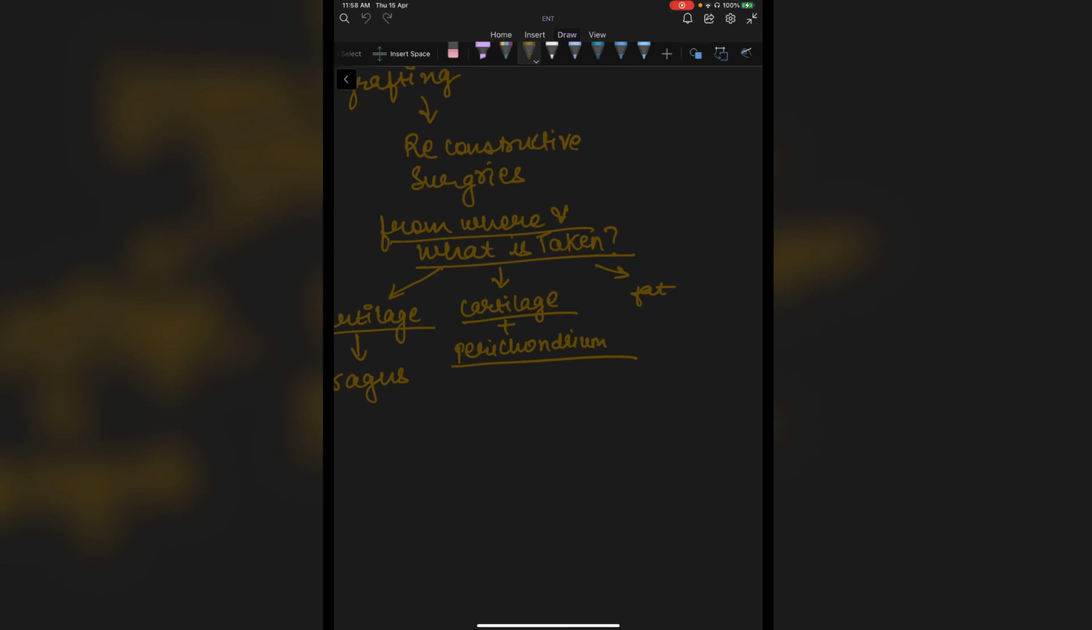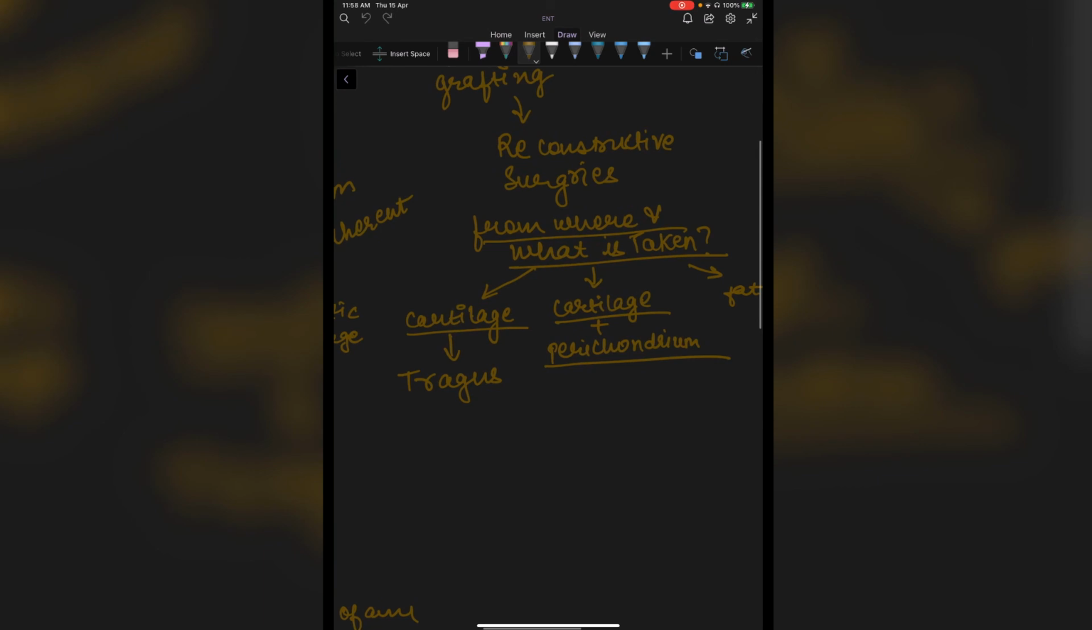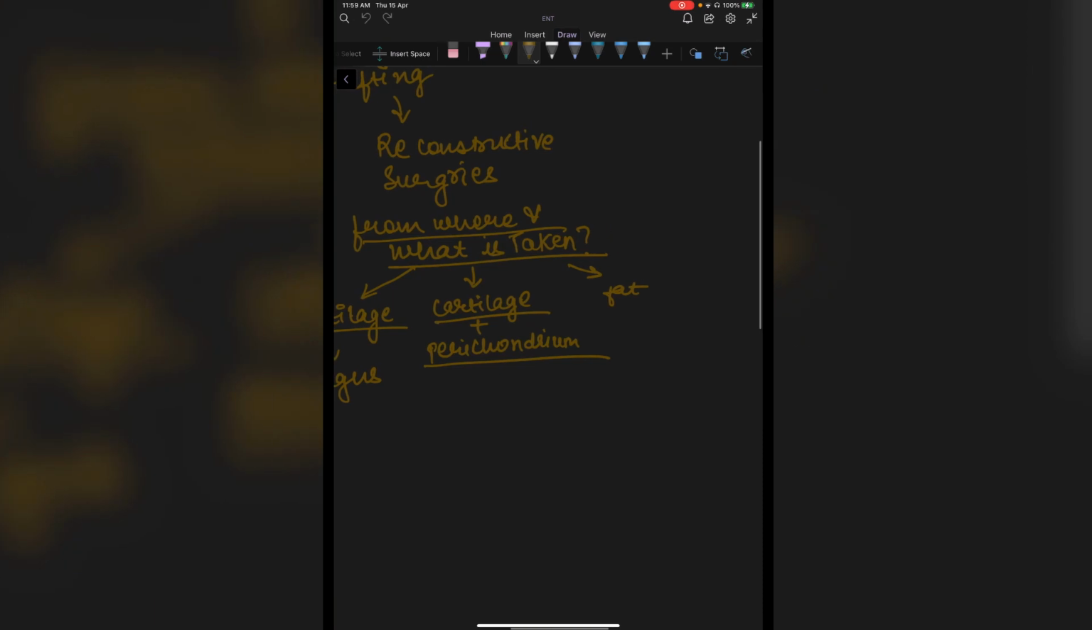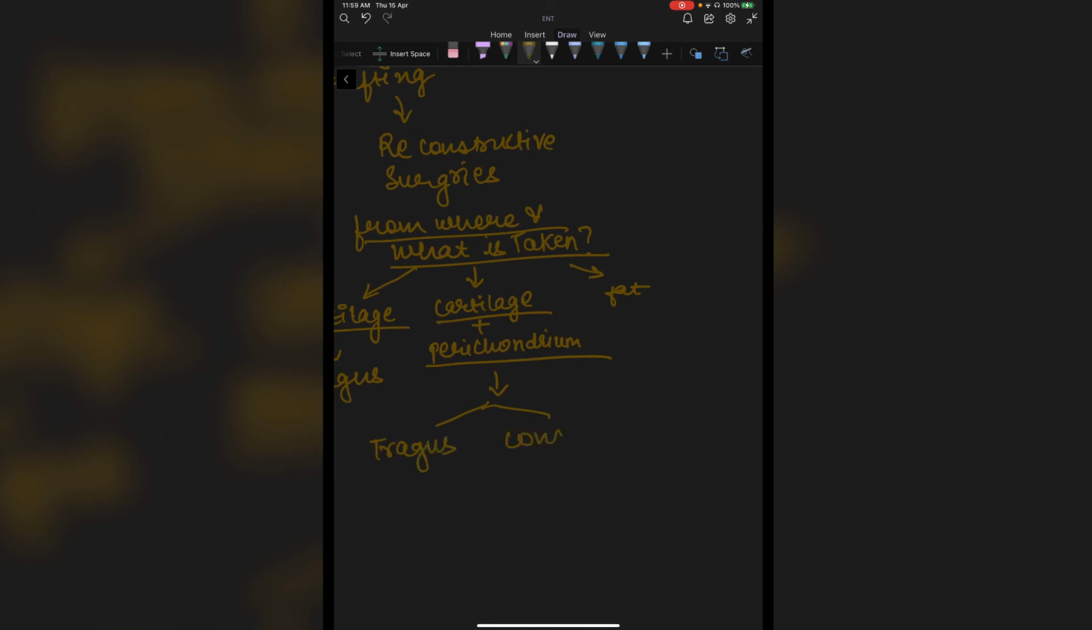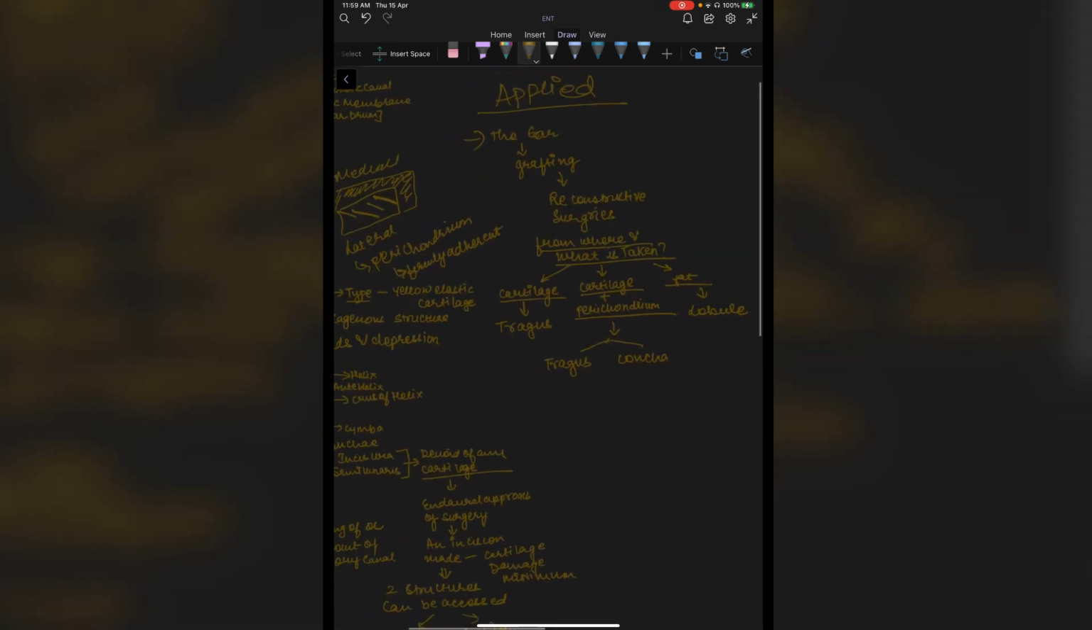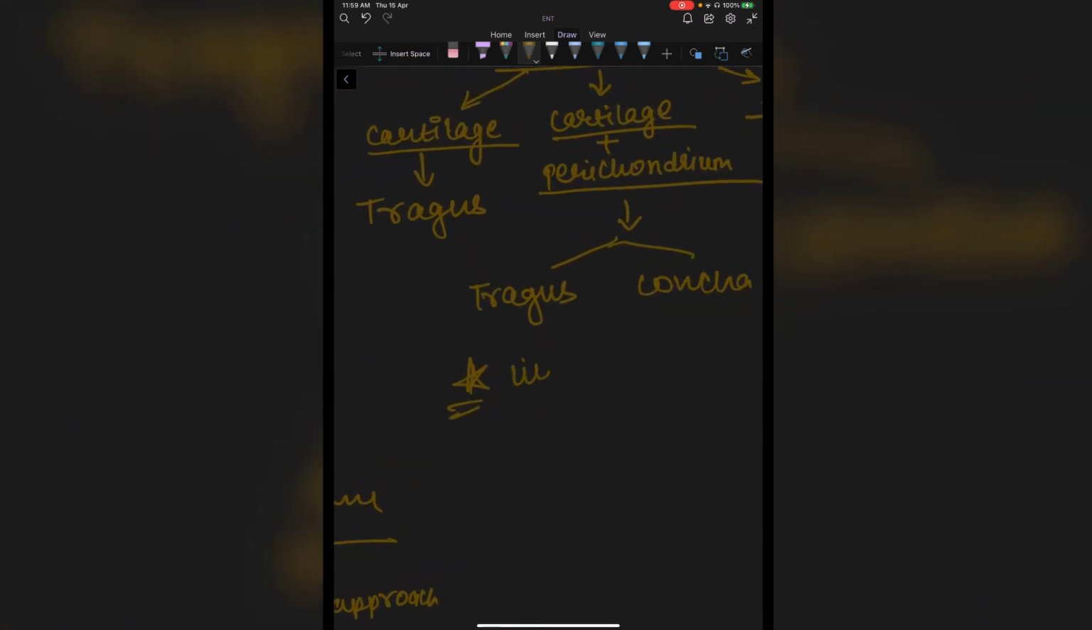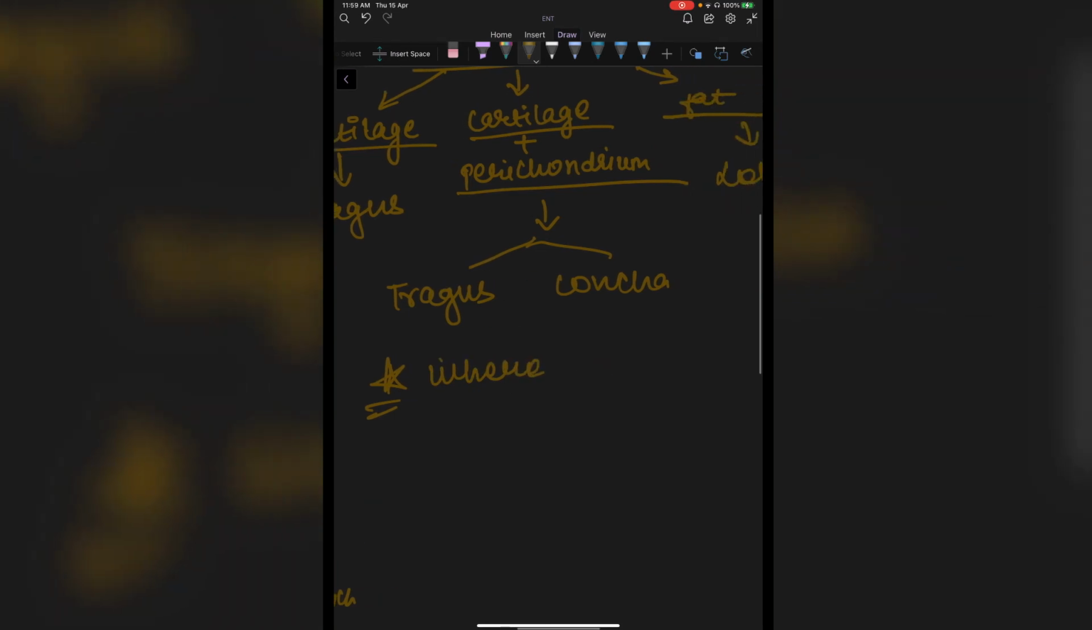So, what is taken from where? Cartilage is taken from the tragus. The cartilage plus perichondrium can be taken from two sources, that is your tragus, or it can also be taken from your concha. And the only structure which is rich in fat is your lobule, right? So we can take this. Now, where all can this be used?